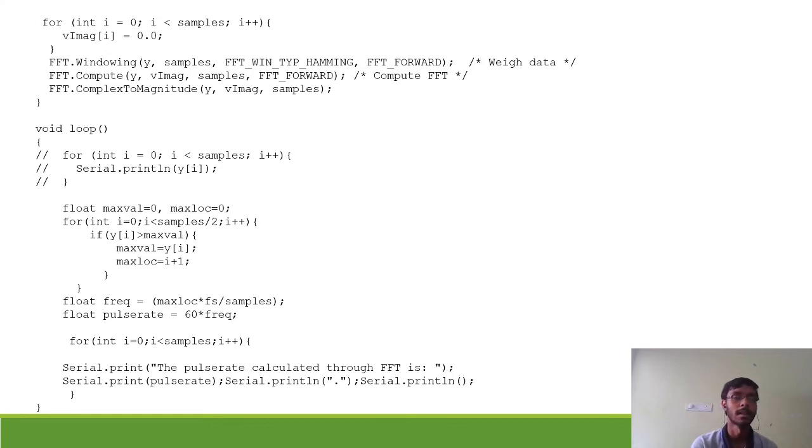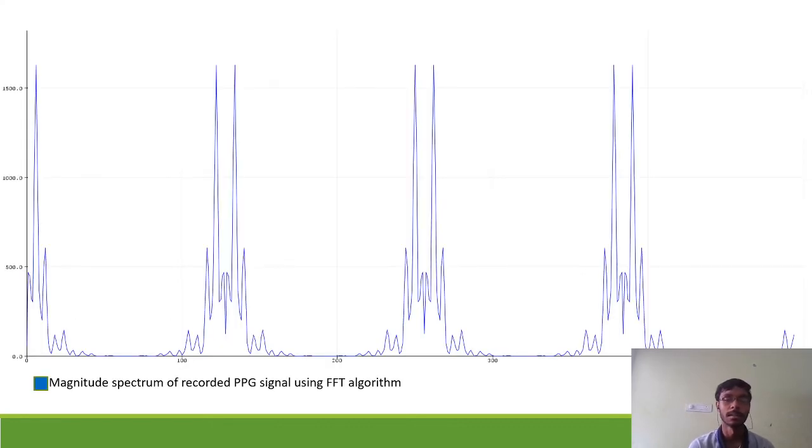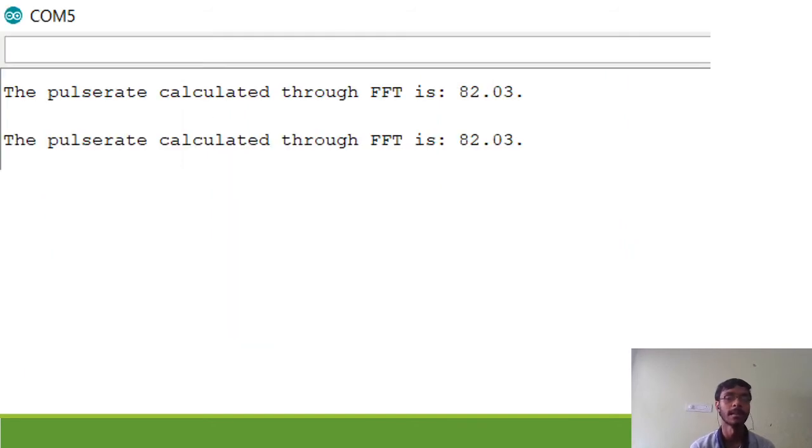So let's look at the results. This is the plot of the FFT, similar to our DFT. If you saw the previous video, you can compare it. This is the magnitude spectrum of the given PPG data. The pulse rate we got is 82.03 with a moving average block size of 8. So this is how we compared our FFT results with our DFT results.